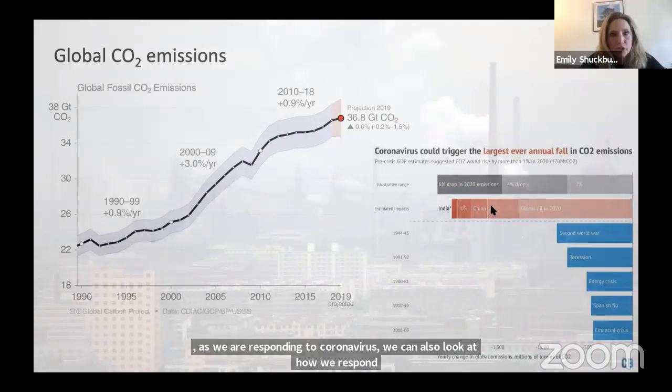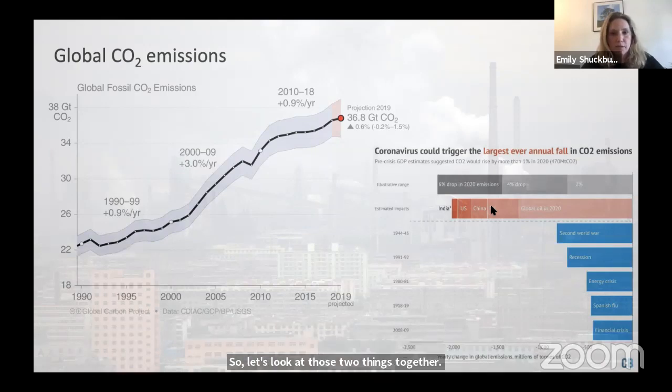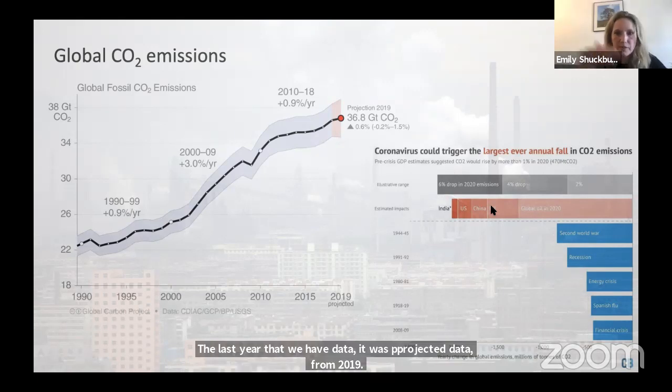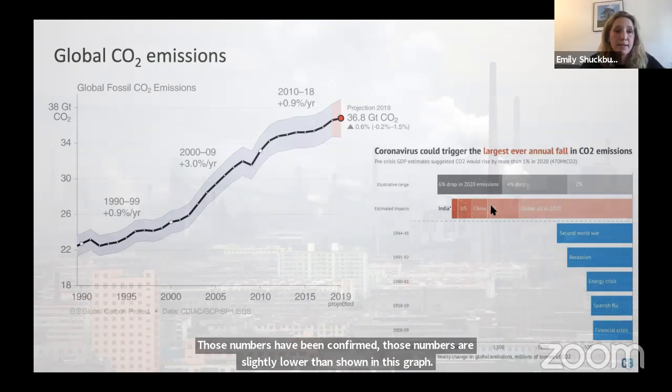So let's look at both of those two things together. What's shown in this slide, first of all, over the last couple of decades, since 1990, are the global levels of carbon dioxide emissions coming from fossil fuel use. The last year in which we have data, in fact it was projected data, was from 2019. This comes from the Global Carbon Project. Those numbers have very recently been confirmed, and the confirmed numbers are ever so slightly lower than are shown in this graph. But you can see there's been a steady increase in carbon dioxide emissions over those last few decades.